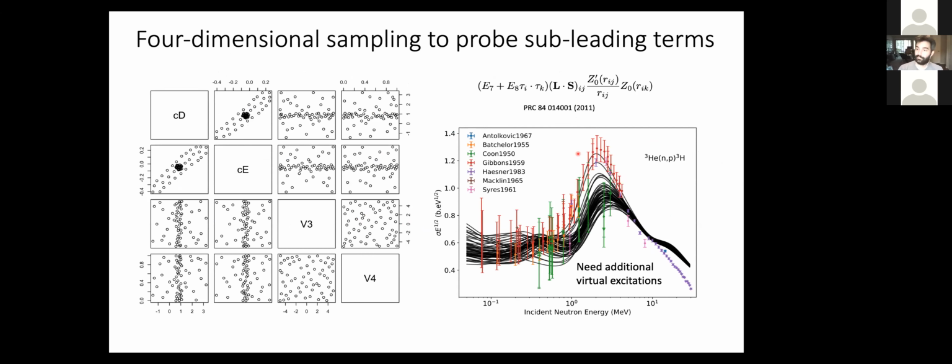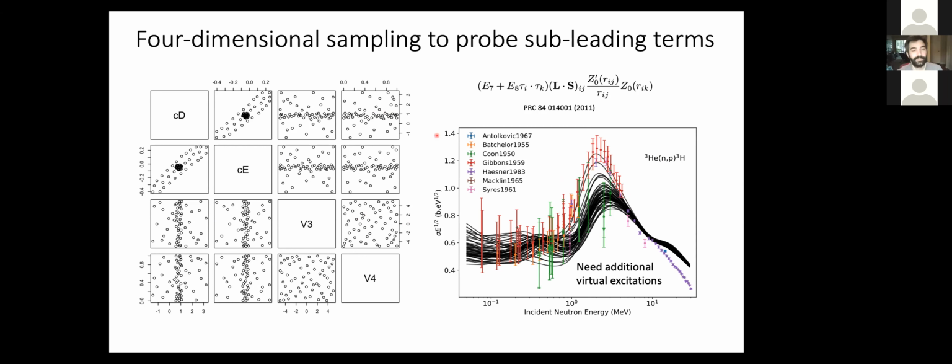We can also go a step further and see how new low energy constants and terms can actually affect our cross sections. What I'm showing here, just beforehand, is the 3-helium n-p reaction that I promised. I am missing the data from Kirchner, which is very nice high precision data, and that is definitely my omission. I need to fix this.